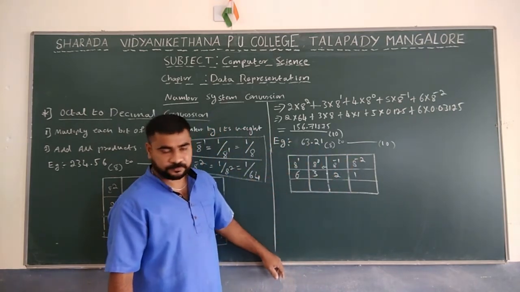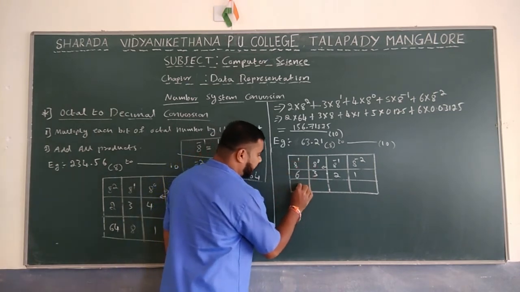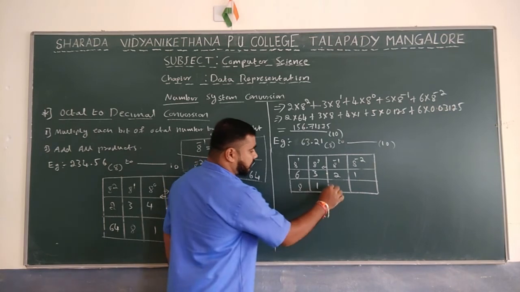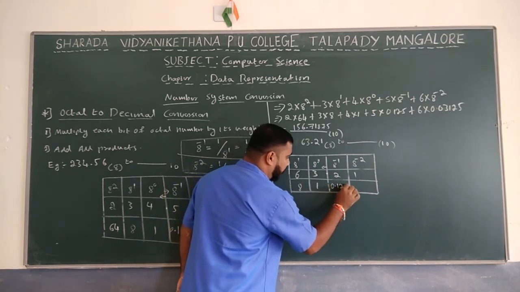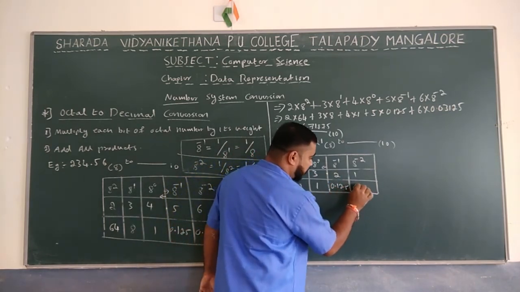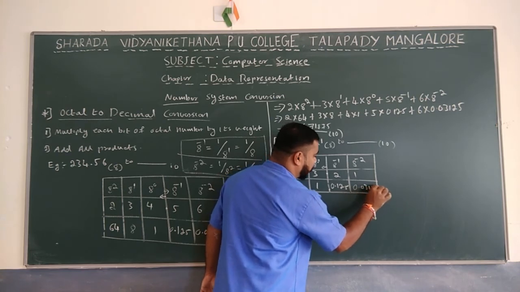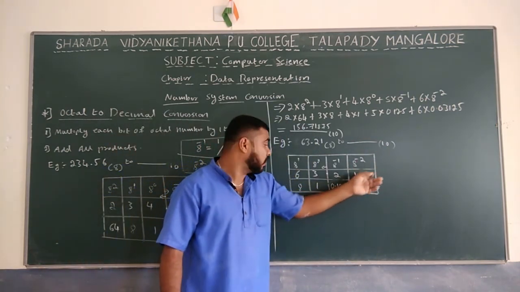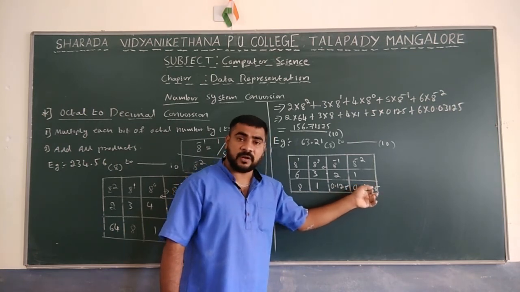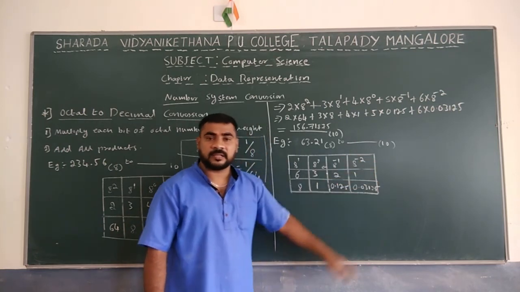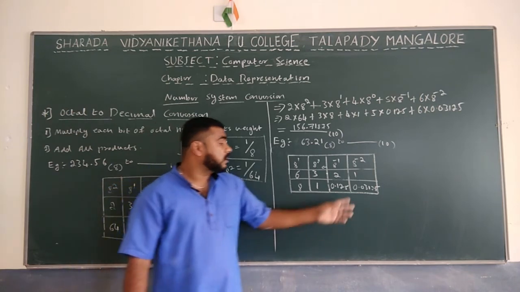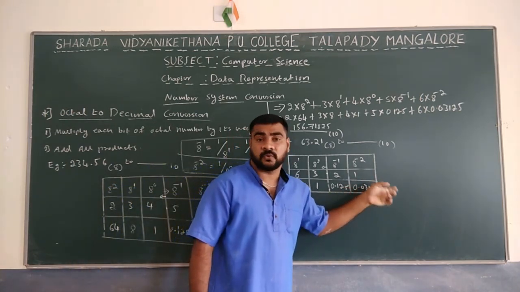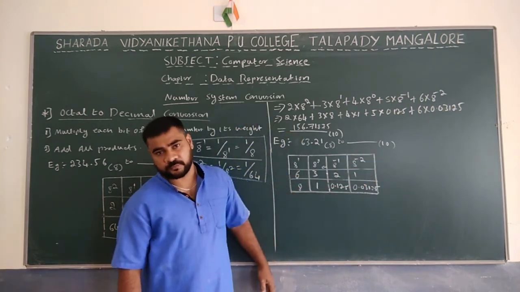Then 8 to the power 1 will be 8. 8 to the power 0 is 1. 8 to the power minus 1 is 0.125. 8 to the power minus 2 is 0.03125. So practice writing the numbers, and practice how to write the fraction values.